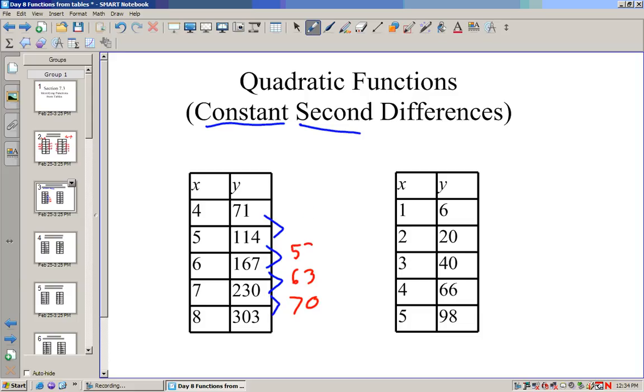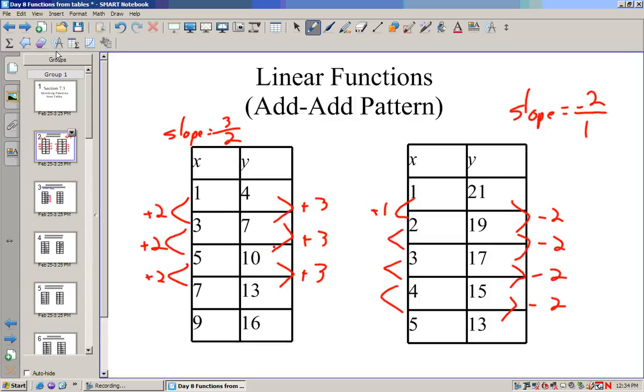Now I made a mistake. This was actually supposed to be 70. And then this will be 43. Now, these are not the same number. Like in linears, those are all the same number.